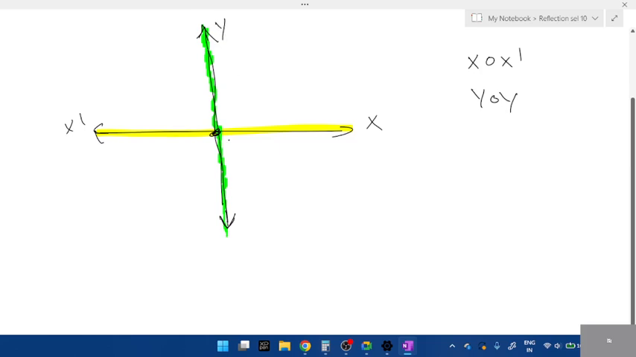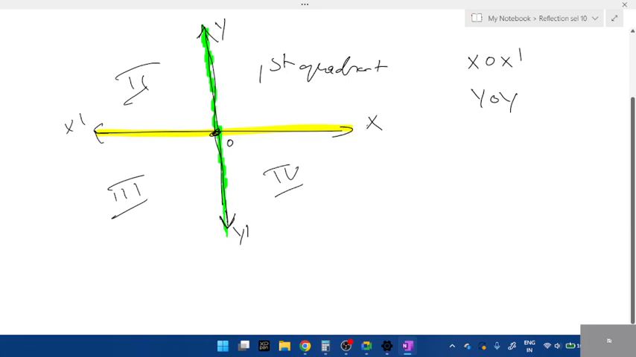Top we have Y, O and Y dash. Fine. So this angle formed here is 90 degrees, students, which means both are perpendicular. That's the first quadrant. Here it is the second quadrant, third quadrant, and fourth quadrant. Okay, this is the first point. Next, on axis.